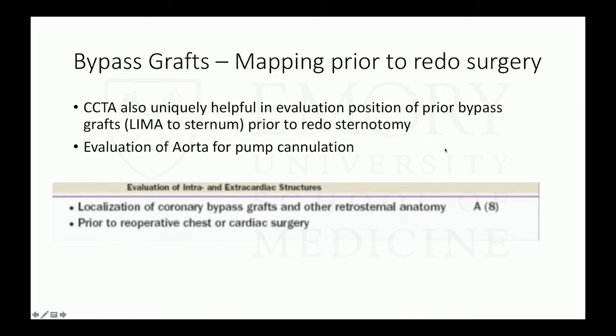The other scenario where bypass coronary CTA is very helpful is in preoperative planning prior to redo surgery. Say someone that's going for an MVR, a second surgery, but has had prior coronary bypass. It is very helpful in identifying the location of the LIMA graft to the sternum so that you don't create problems when you're cutting. It's helpful in evaluation of pump cannulation. And so I think it can be a very useful tool in that scenario as well.